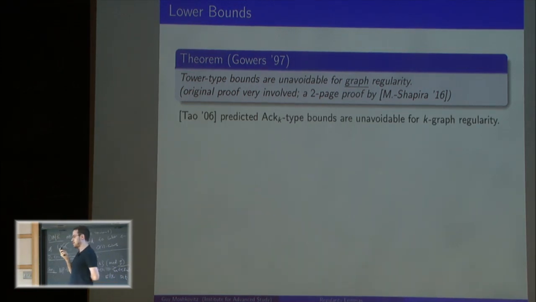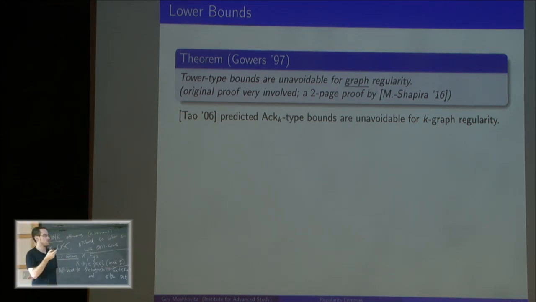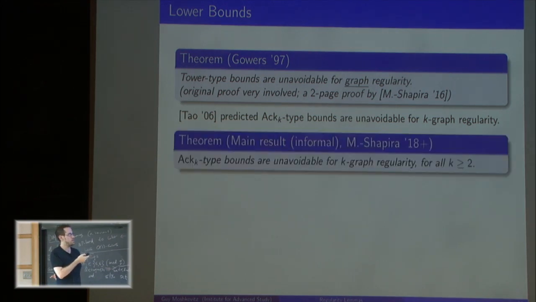And people in this area conjecture, I think it's a folklore conjecture, that the correct bound for k-graph regularity is the kth Ackermann function. So you can't improve the upper bounds that everyone gave. There's no new proof of the k-graph regularity lemma that would give significantly better bounds. People have been trying to prove this prediction of Szemerédi and others, and they all failed, and there was a good reason. There was a natural barrier there. I won't go into that, but I will say that together with my PhD advisor, Asaf Shapira, we were able to prove that.